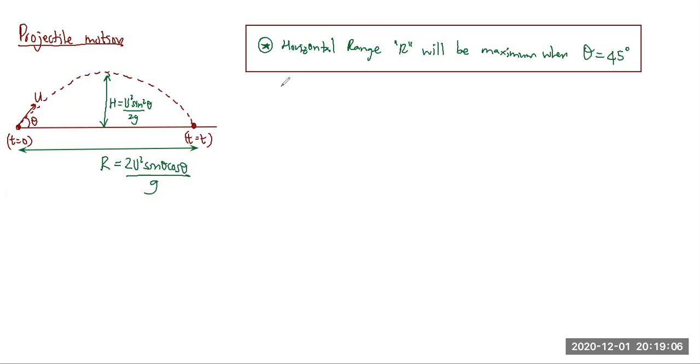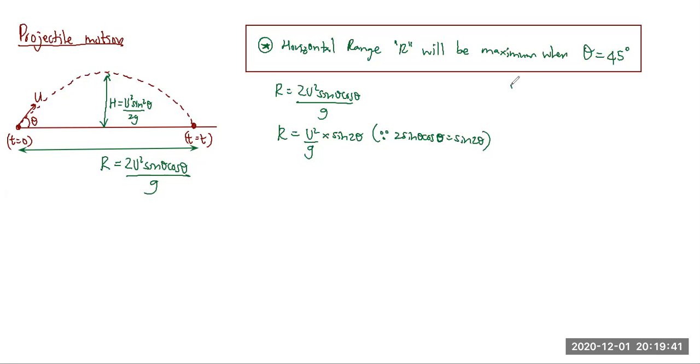So this will be more convenient for the students who do maths. Now R is equal to 2u squared sine theta cos theta divided by g. All right. So this can be written as u squared over g into sine 2 theta. What is this? Because 2 sine theta cos theta can be written as sine 2 theta. That is something we study in maths.